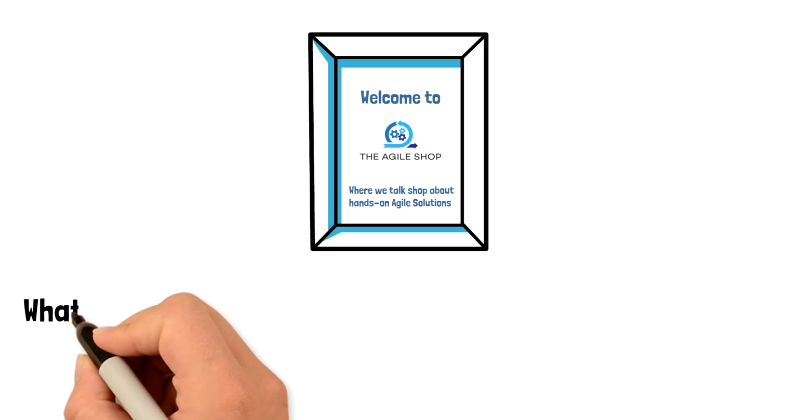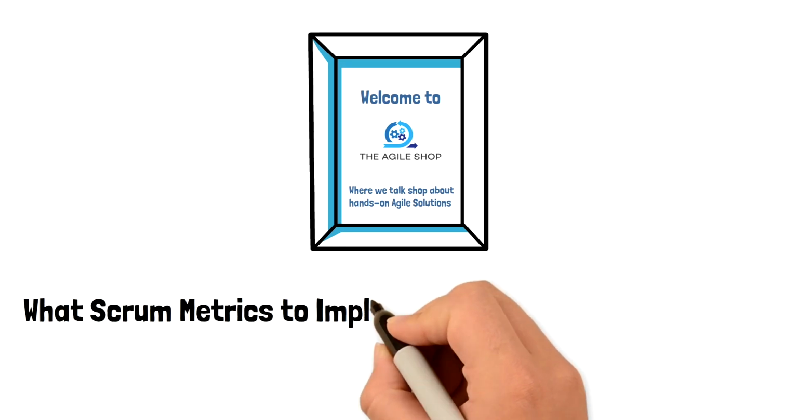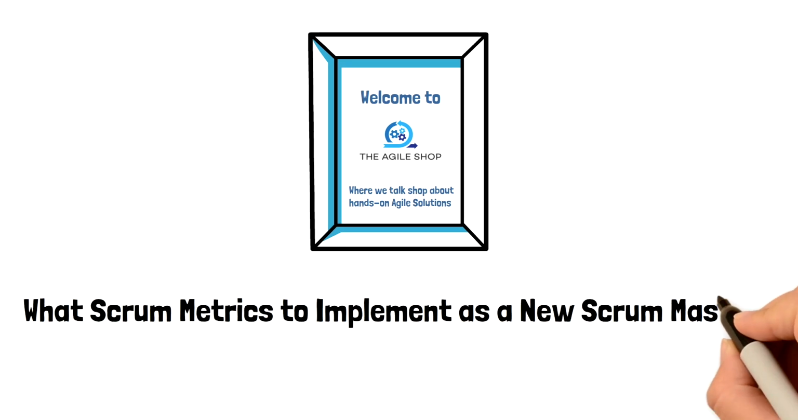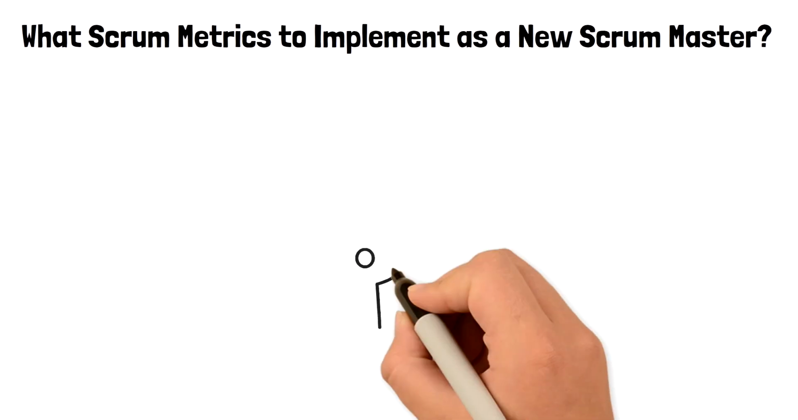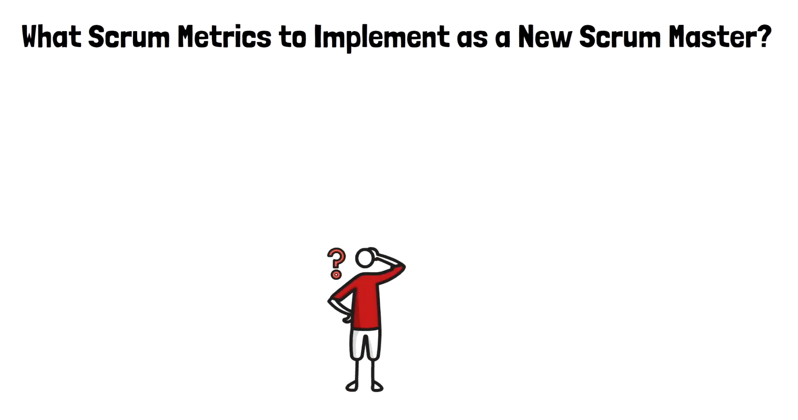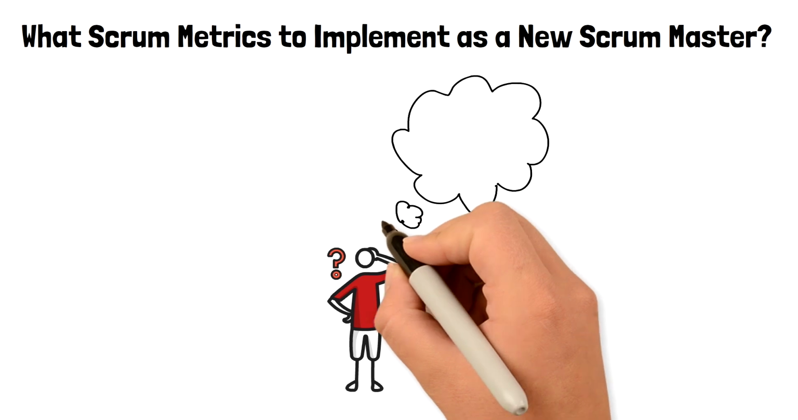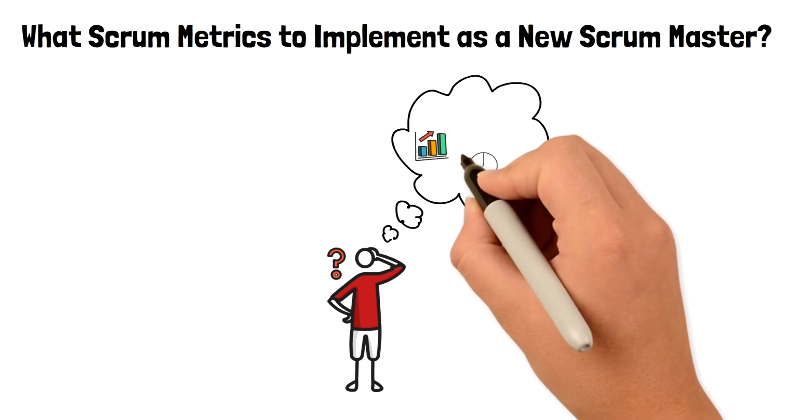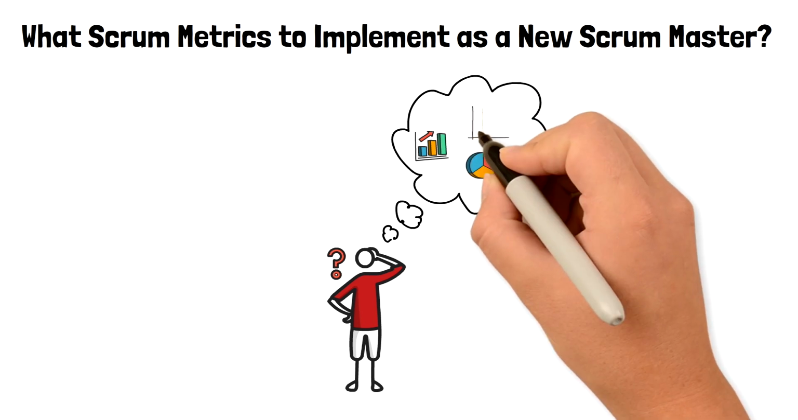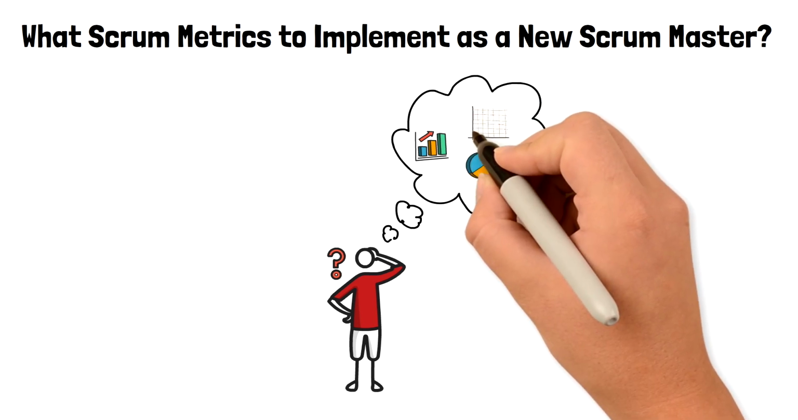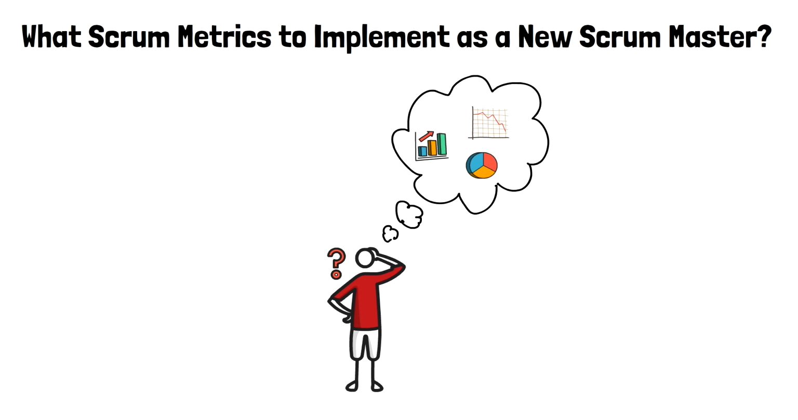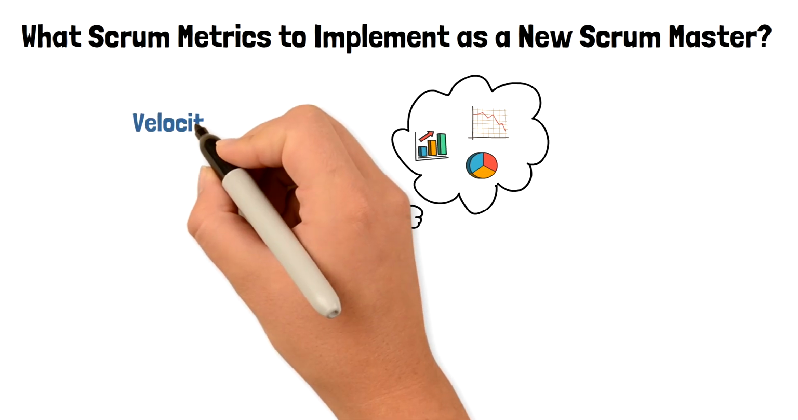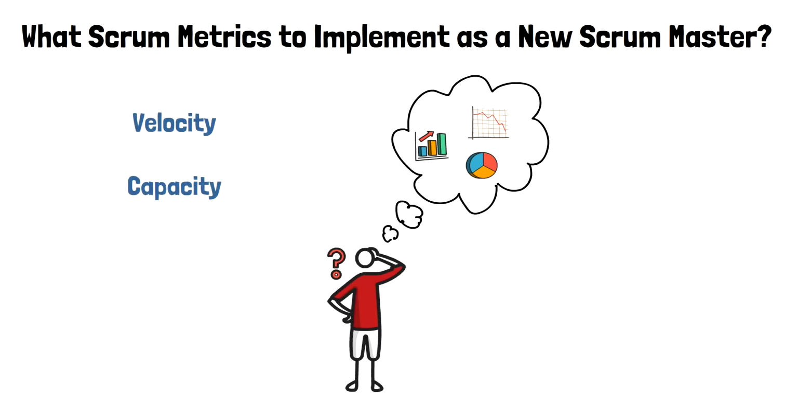In this video, we'll talk about what Scrum metrics to implement as a new Scrum Master. If you just started as a Scrum Master, or you just joined a new team, and you're not sure what metrics you should start tracking for your team, this video is for you. In this video, we will cover 3 main Agile metrics you should implement right away for your teams. We will define each metric and discuss how to use them. The metrics we will cover today are velocity, capacity, and burndown charts.